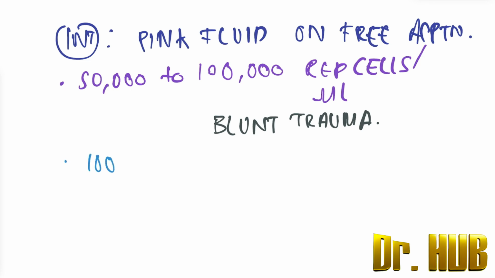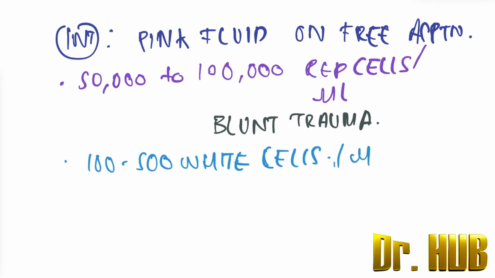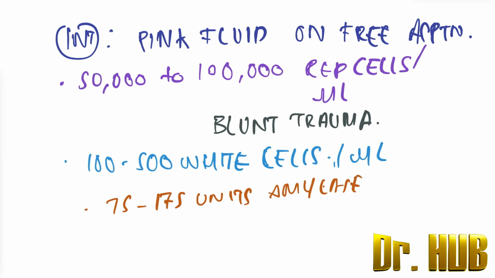Next is 100 to 500 white cells per microliter, and there is 75 to 175 units of amylase per dl. So in positive, it was bile and food particles and bacteria on the gram-stained smear, and the values based on the numbers.